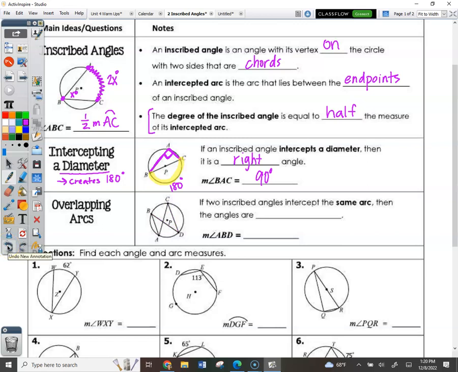I want you to focus on just 2 of them. Doesn't matter which 2. So I'm going to focus, let's see, angle ABD. I'm going to focus my attention on this one right here. Can you tell me what arc angle ABD is opening up to? It's opening up to AD, right? Can you tell me another angle that's opening up to arc AD?